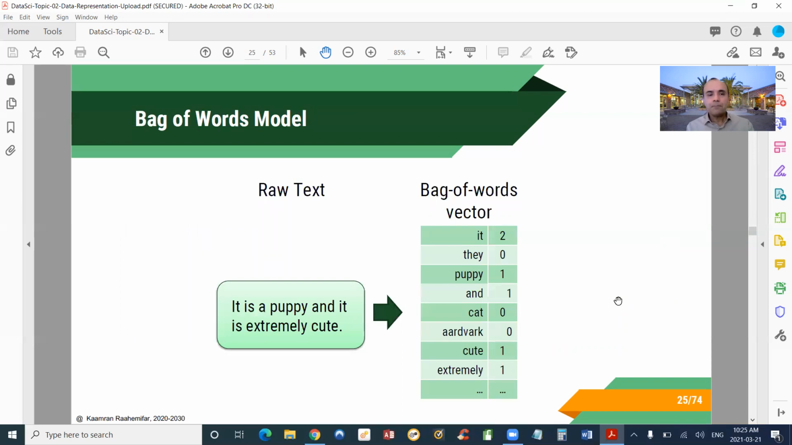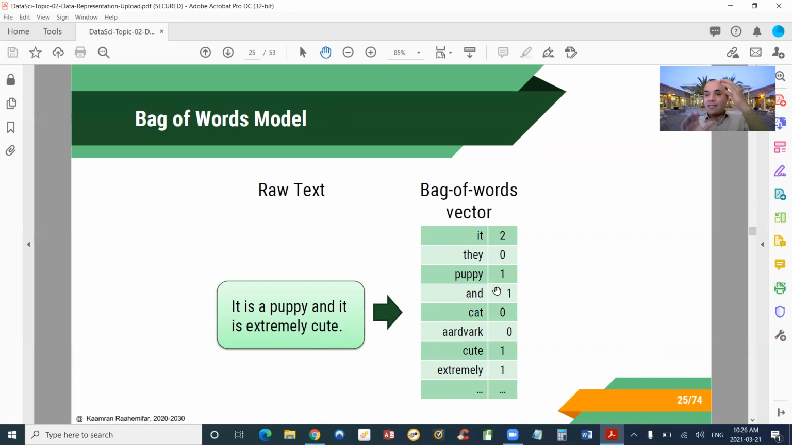Let's begin. Bag of word model. It is a puppy, and it is extremely cute. As you can see, I have 2 it and it, and I have 2 is. I don't see any is. If there was an is, it would have been 2. I don't have an A, that would be 1. Puppy is going to be 1, and I don't see and, that should be 1. Is again should have been somewhere. I didn't. Extremely, that's going to be 1. Cute is going to be 1.